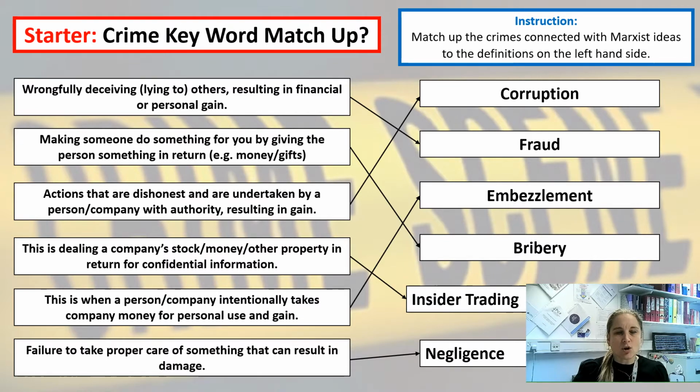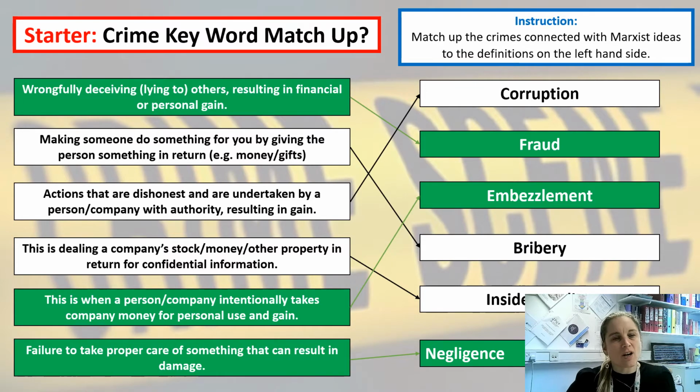Dealing with a company's stock, money or other property in return for confidential information is insider trading. And then we've got failing to take proper care of something that can result in damage, negligence. And sorry, I missed out. This is when a person or company intentionally gains company money for personal use and gain, and that's embezzlement. Jot down any you missed. Move on to the next slide.